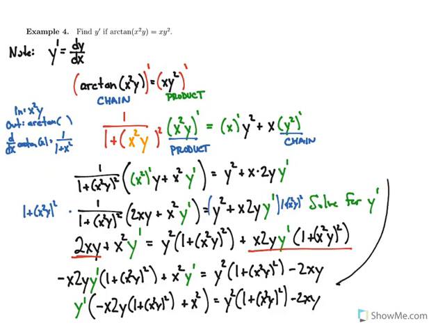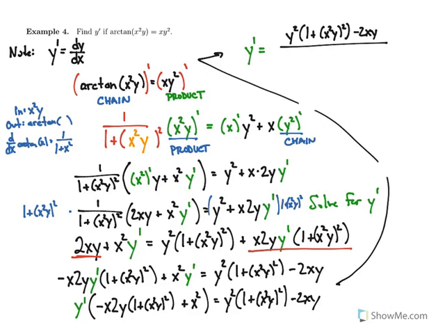Then we have one more step, and that is to divide, and we'll do that up here. And we can write this as y prime equals y squared times 1 plus x squared y squared minus 2xy all over negative x 2y times 1 plus x squared y squared plus x squared.